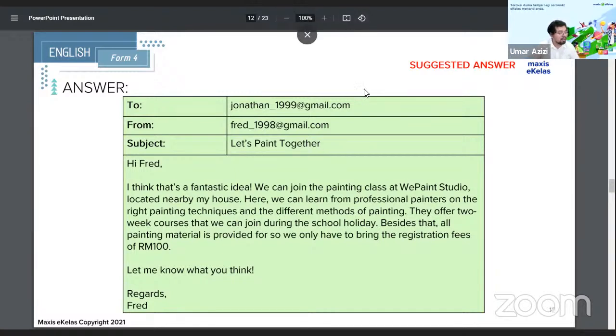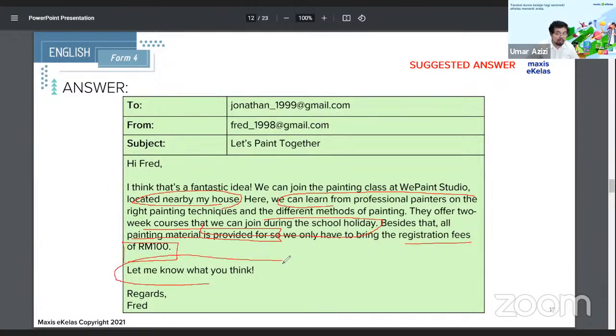So again, here are the answers here. Where? Nearby my house. And this is the benefit we can get from it. Here is when? During the school holidays. And we don't need to bring anything because everything is provided already. Only need to bring 100 ringgit for registration. And then the reply, let me know what you think.